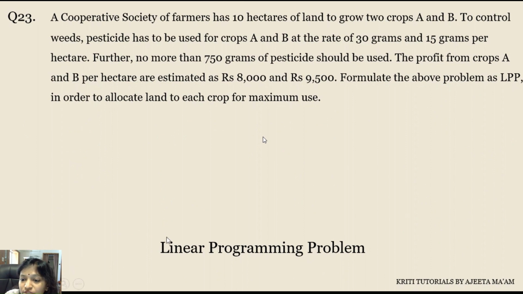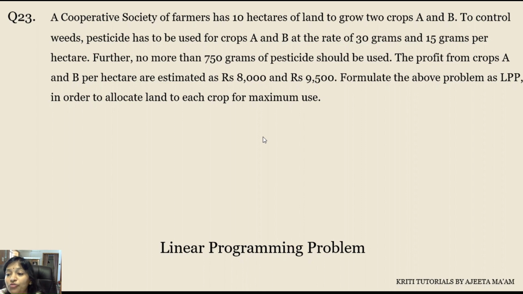Now this is a question which is based on LPP, right? A cooperative society of farmers has 10 hectares of land to grow two crops, A and B. To control weeds, pesticide has to be used for crops A and B at the rate of 30 grams and 15 grams per hectare. Further, no more than 750 grams of pesticide should be used. The profit from crops A and B per hectare are estimated to be rupees 8,000 and rupees 9,500. Formulate the above problem as an LPP in order to allocate land to each crop for maximum profit.